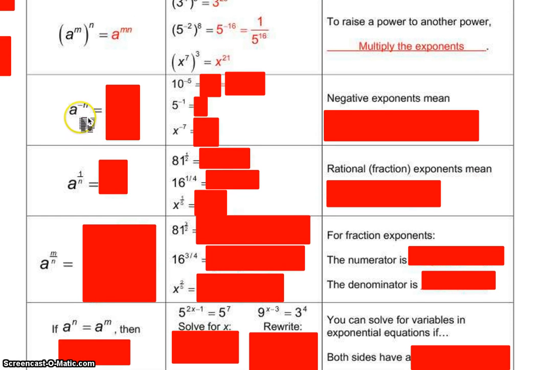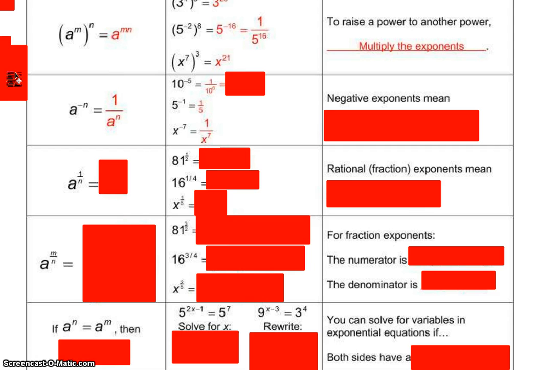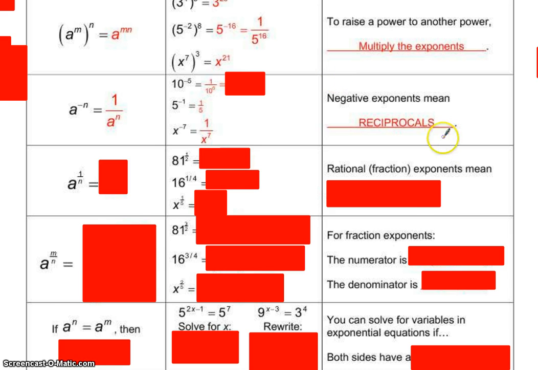Even though we've already kind of talked about it, here it says a to the negative n becomes 1 over a to the n. You do not want a negative exponent. You move it to the other part of the fraction to make it positive. So 10 to the negative 5 is 1 over 10 to the 5th. 5 to the negative 1 is 1 over 5. X to the negative 7 is 1 over x to the 7. You only move the term or the variable that has the negative exponent. Negative exponents mean reciprocals, or I like to think that you're going to move to a different part.